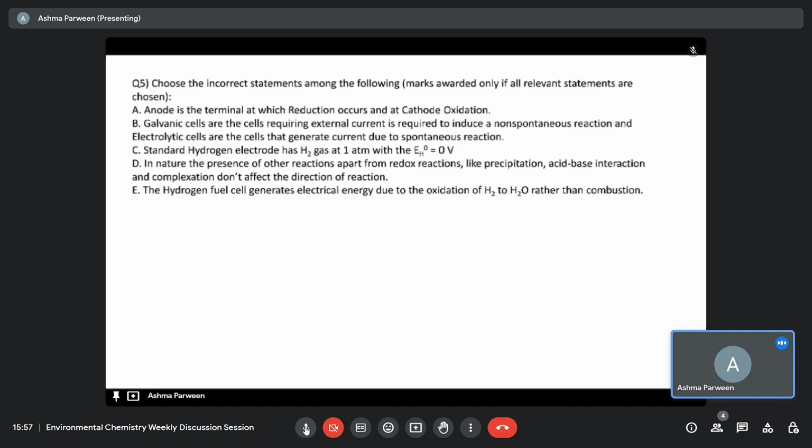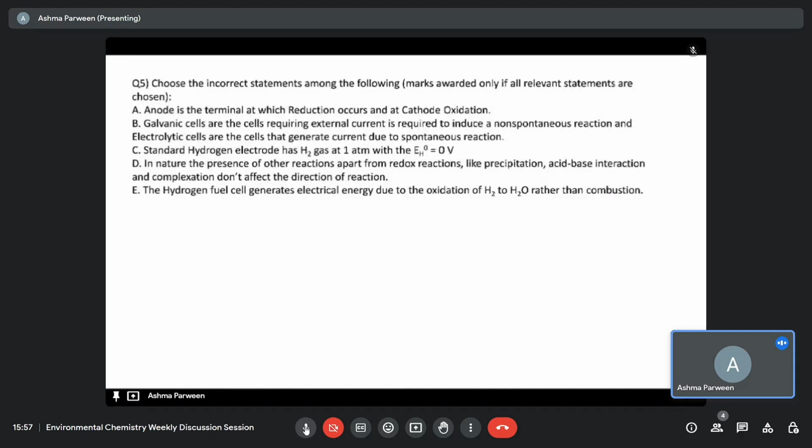Again, we have to choose the incorrect statements among the following. There can be more than one option which can be correct. First, anode is the terminal at which reduction occurs and at cathode oxidation. Next, galvanic cells are the cells requiring external current to introduce a non-spontaneous reaction, and electrolytic cells are the cells that generate current due to spontaneous reaction. So this was the definition for galvanic cell and electrolytic cell.